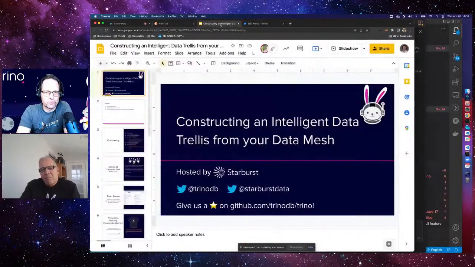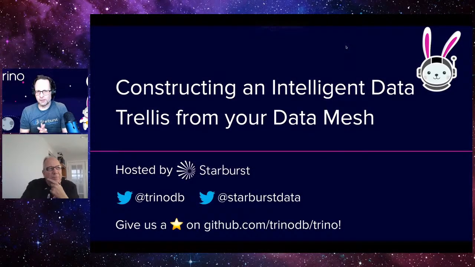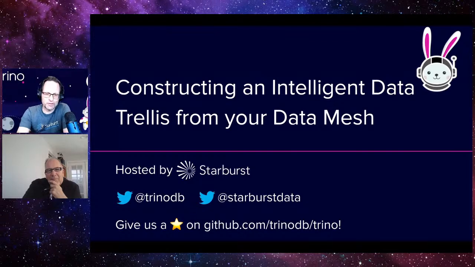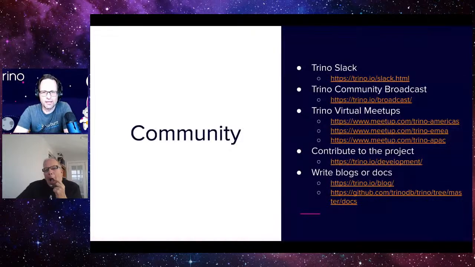Before we let Michael take over, let's do a few housekeeping items. Our topic of the day is constructing an intelligent data trellis from your data mesh. We're going to have to unpack this a bit, but before we do that, a few community updates. I'll talk a bit about Starburst and Trino as part of our Trino community outreach, and then we'll let Michael tell us all about the data trellis and the data mesh. I might even talk a little bit about data mesh to bring some context in our introduction. As you know, this is a Trino meetup, so this is all for the community, by the community.